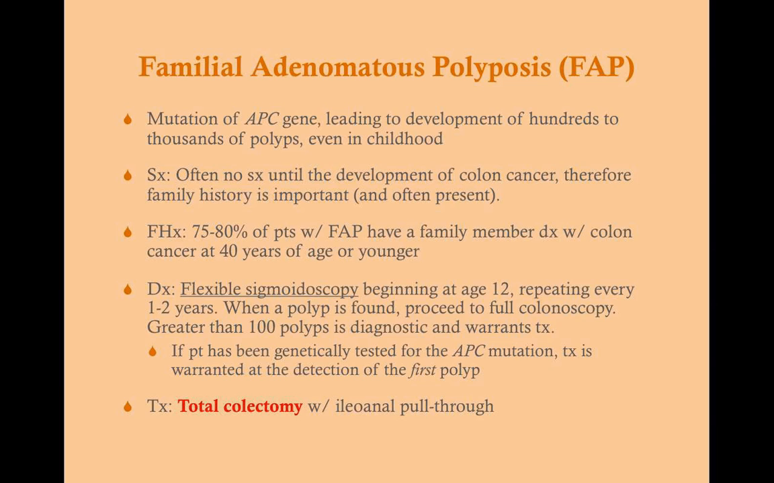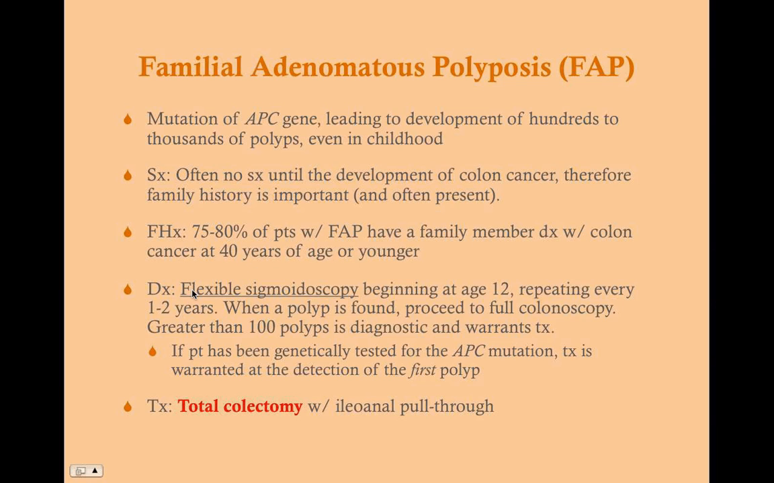Now, like I said, most patients do have a family history of colon cancer. 75 to 80% of patients with FAP have a family member diagnosed with colon cancer. Not only diagnosed with colon cancer, but diagnosed with colon cancer at 40 years of age or younger. If you ever have a patient at whatever age that says, my brother or my cousin got colon cancer at age 37, that's a huge red flag. So at that point, you're going to be doing a flexible sigmoidoscopy on that patient right there. We're not going to necessarily do genetic testing.